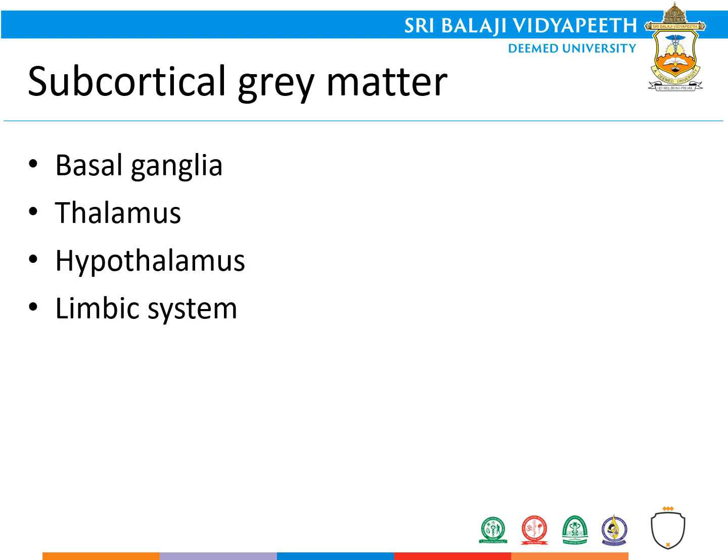The subcortical gray matter. As you all know, in the cerebrum you have the outer cortex, which is the gray matter, and an inner core of white matter. In the spinal cord, you have an inner gray matter and an outer white matter. Now, in the cerebrum, within the central white core, you have certain masses of gray matter which lie below the cortex. They are hence called the subcortical gray matter, and they include the basal ganglia, the thalamus, the hypothalamus, and the limbic system.